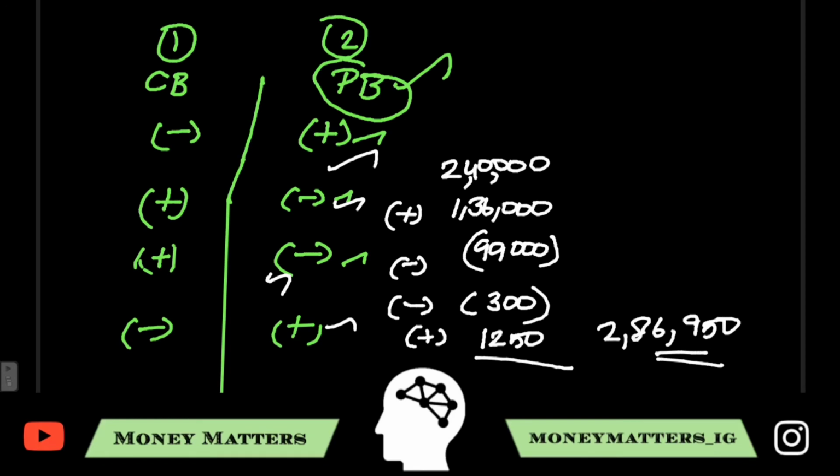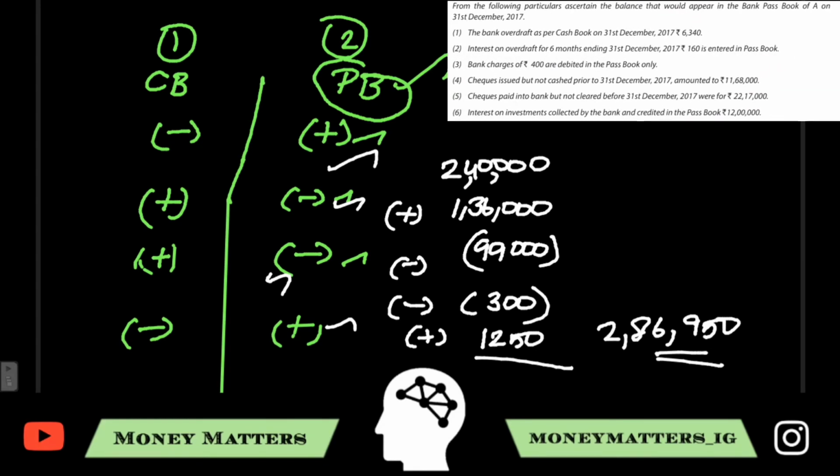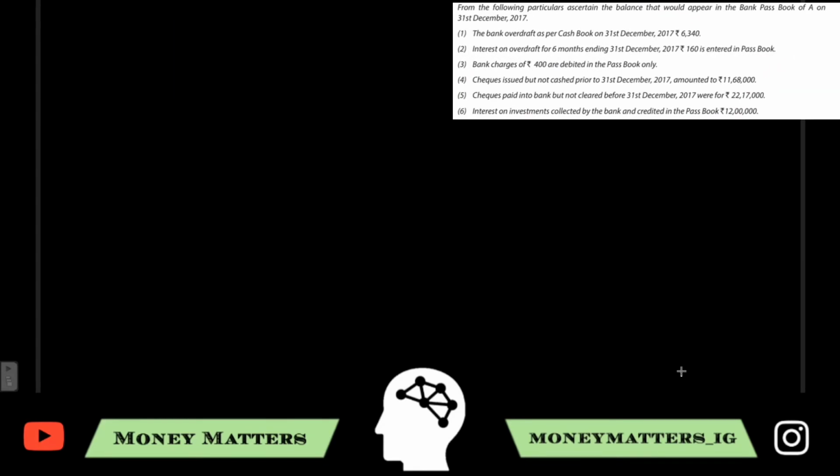Now let's see an example where there is an overdraft balance. Now in this question, there is an overdraft balance as per cash book. So as the trick, you just have to make two columns. One would be your cash book and another would be your passbook. But whenever the question comes to overdraft, instead of doing all the adjustments in the opposite column, you just do it in the same column. So now any addition or subtraction, you'll have to always check only the cash book column.